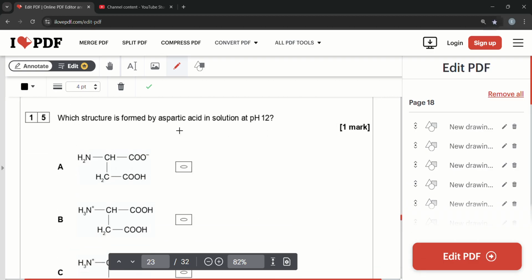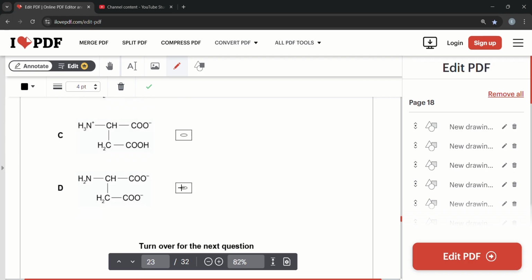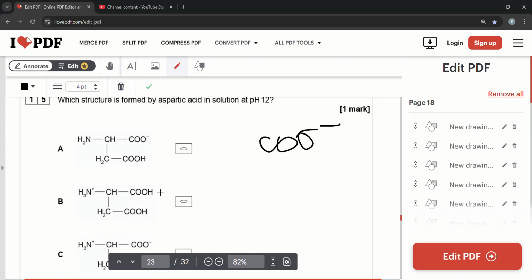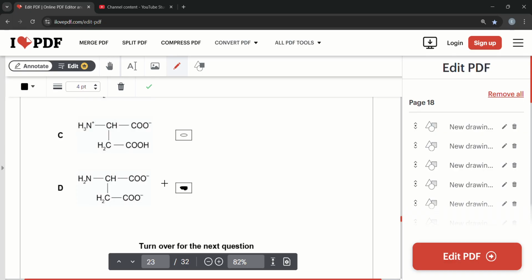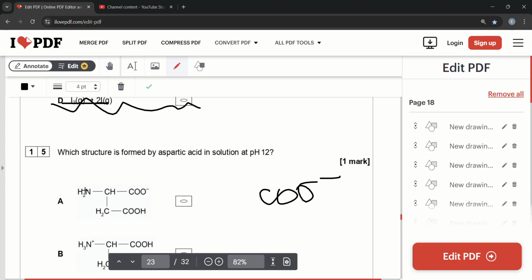15, which structure is formed by aspartic acid in solution at pH 12? With solution at pH 12, we're going to have COO minus carboxylate ions. And aspartic acid, we want 2 COOHs, so it's actually going to be D, because then the H plus will bond to it and you'll form your 2 COOHs and your NH3 pluses. So the answer to 15 is D.